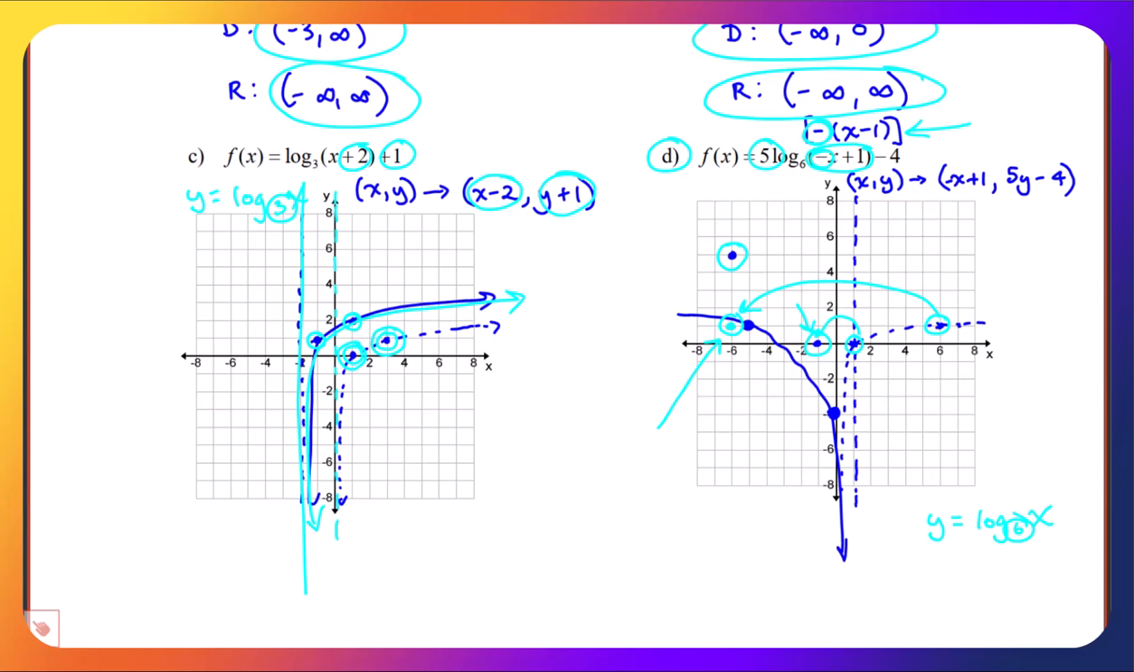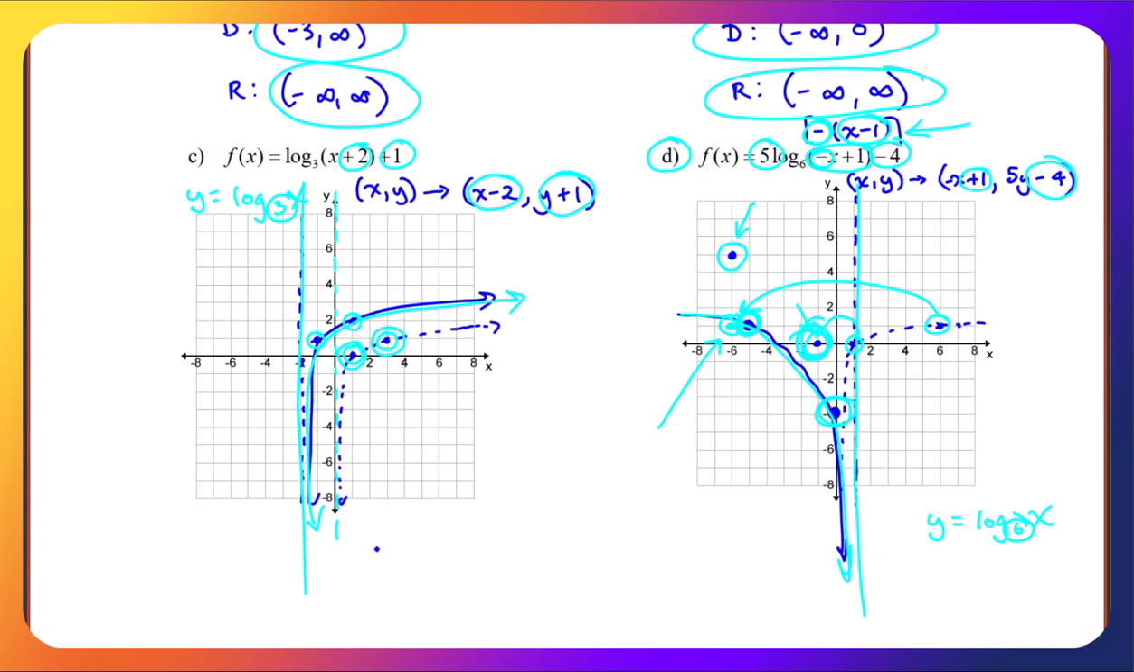Then I do some shifting. I take the graph, shift it to the right 1 and down 4. So this point goes to the right 1 and down 4. And this point goes to the right 1 and down 4. So that, sure enough, I have this final graph. This is to the right 1. Our vertical asymptote is x equals 1.